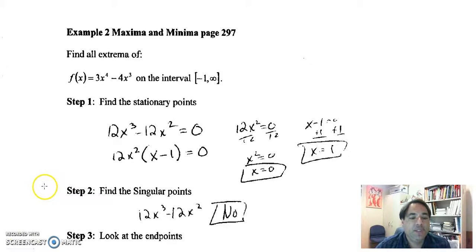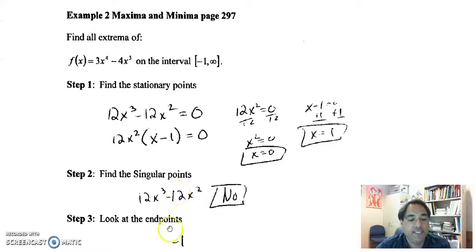So our next example is find the extrema for the function 3x raised to the 4 minus 4x raised to the third on the interval from -1 to infinity. Okay, so remember we're going to find stationary, singular, endpoints. Stationary, we take the derivative, set it equal to 0, and solve.